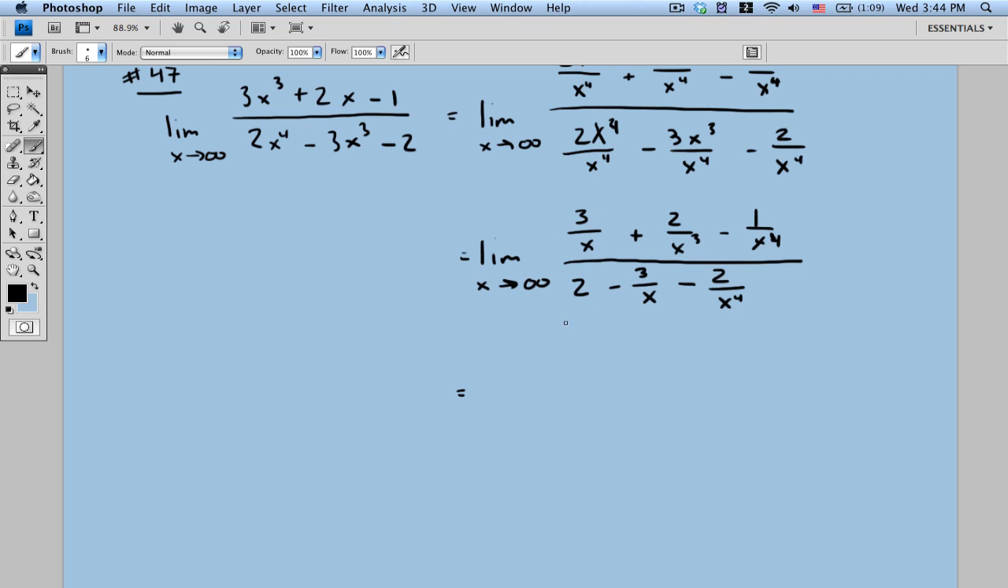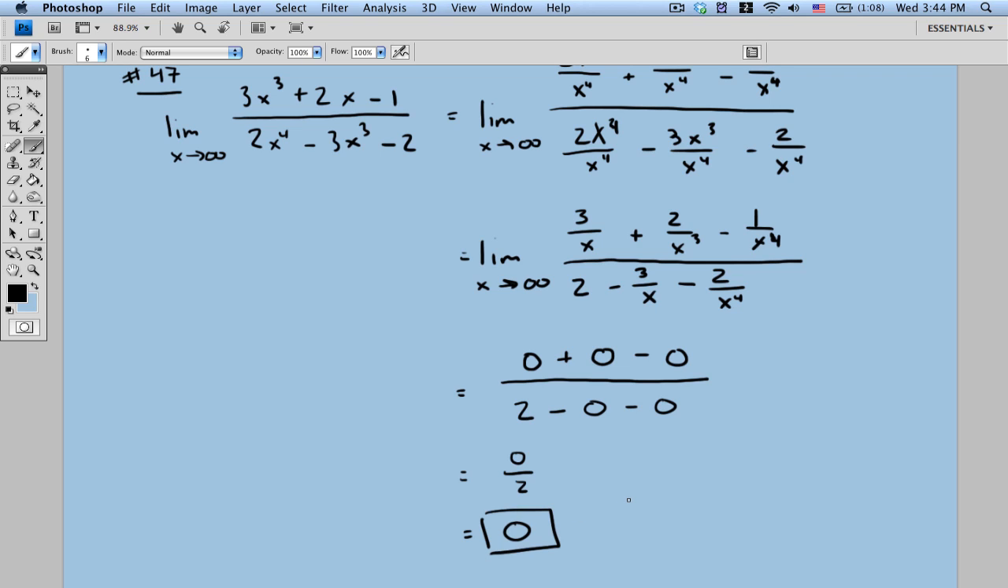When you take the limit of this first guy, you're just going to get 0. The limit as x goes to infinity of 3 over x is 0. Same for this term: the limit of 2 over x cubed as x goes to infinity is also 0. The same thing holds true here. So we've got 0 plus 0 minus 0. Now in the denominator, we've got 2 minus 0 minus 0. So what we're left with is 0 over 2, which is just 0.